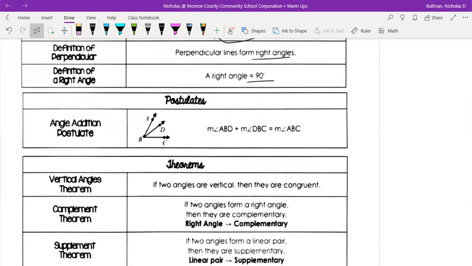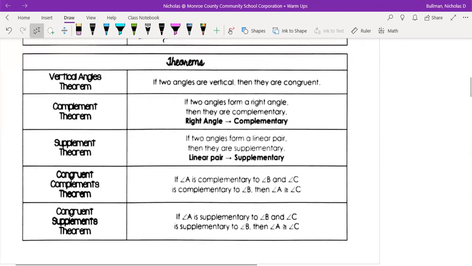Angle addition postulate, again, something we've talked about before. It tells me that I should be able to take two smaller angles, angle ABD plus angle DBC, and add them to equal the larger angle. This happens when we have adjacent angles. I should be able to take the two smaller angles and add them together to get my bigger. That's our angle addition postulate. Vertical angles theorem. Remember, I know vertical angles are congruent. So if I know two angles are vertical, then I should be able to say that they are congruent, and that's our vertical angles theorem.